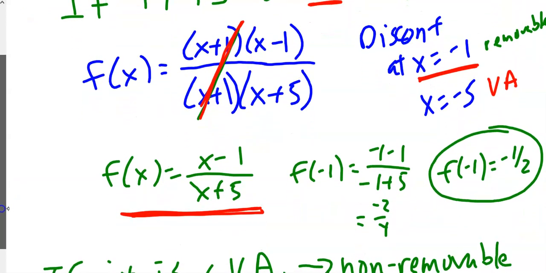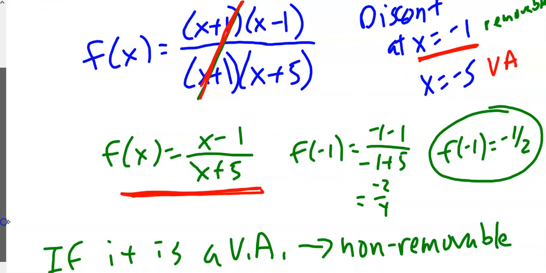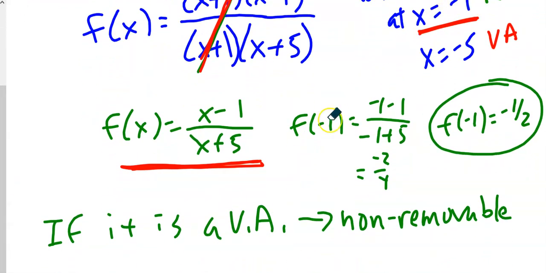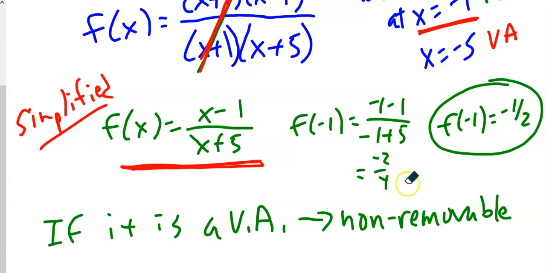To find out what that ordered pair should be for my removable hole, now I literally plug -1 into my simplified equation. So when I plug in -1, I get a value of -0.5. So that means my removable discontinuity is (-1, -0.5). This is where the hole would be located on my graph.